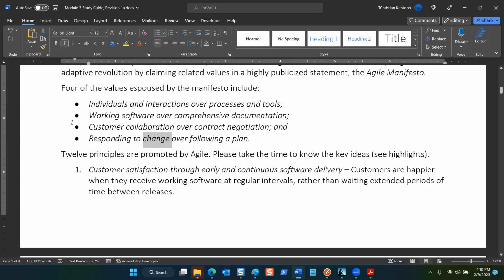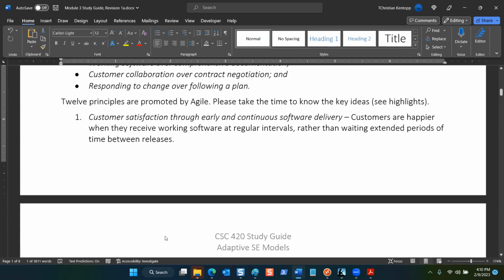Now, any questions about the values before we continue? I know I kind of played those up a bit, but that was intentional. No questions. Okay. 12 principles are promoted by Agile.